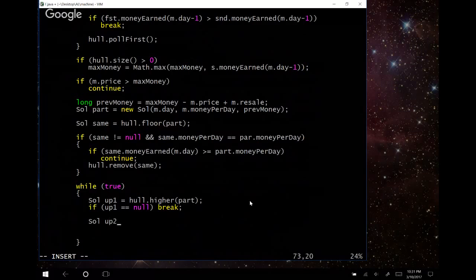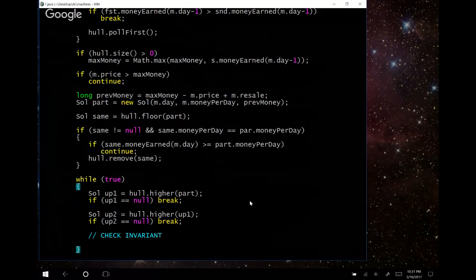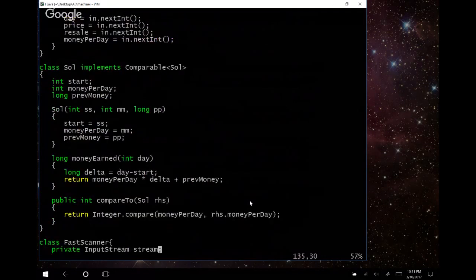I need to look at something two above me. And now I need to check my invariant. Okay, so how do I check my invariant? Well, we have to do the time overtaken thing again.